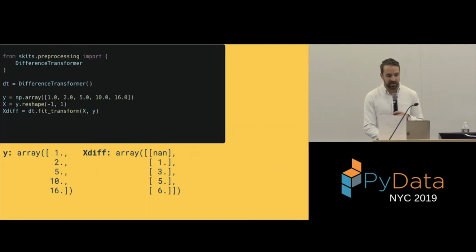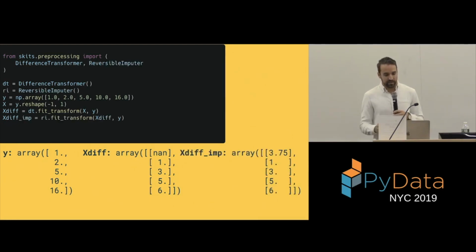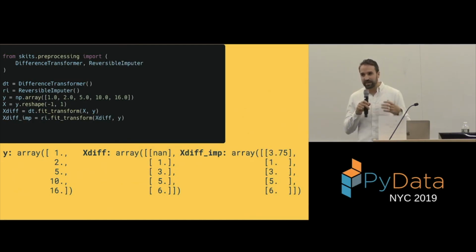And so you can pass your data through the difference transformer, and it will calculate the difference between adjacent values of the time series. So, for example, the difference between 5 and 2 is 3. And it'll also make sure that that first value is a NaN because there is no previous value. But then there's also this reversible imputer in there because I wanted to make sure that I could get back to where I started with everything.